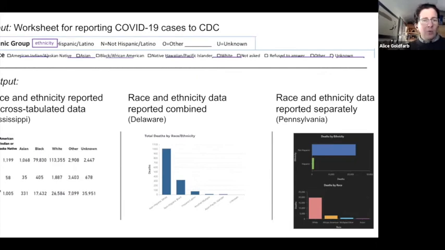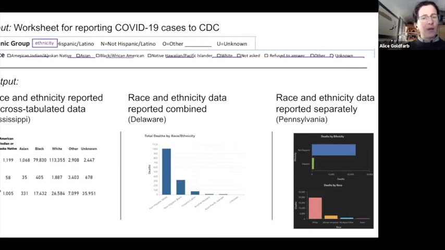Looking below, there are 3 different ways that states choose to report this information. Some states, as Mississippi does, report both. Somebody who is both Black and Hispanic is included, as well as somebody who is Black and non-Hispanic. So you can see the breakdown for both race and ethnicity.